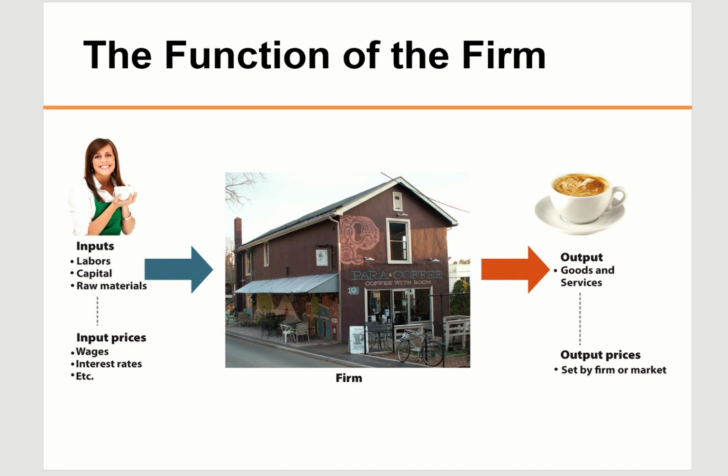Now there are also two prices here. You have your input price. So input prices are the price of your wage, the price you pay for rent, the price you pay to borrow money, the interest rate. And then the output price, that's the price of the stuff you sell, the price that's set by the firms and consumers in the market.